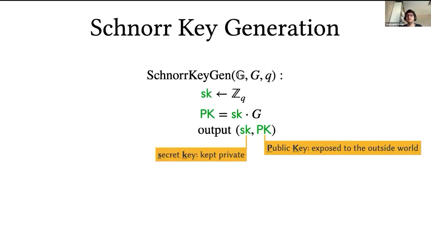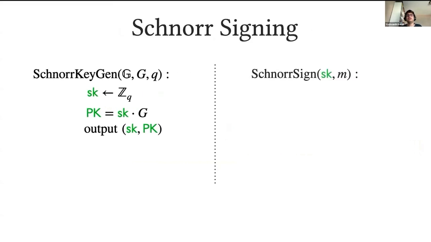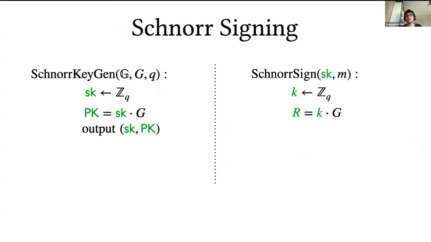As a quick reminder, Schnorr key generation happens as follows. We begin by sampling the secret key SK from the integers mod q, and exposing this key in the exponent. Specifically, the group generator G is multiplied by the signing key to produce a public key PK. And we're assuming that we're working over some elliptic curve of known order. And so that's key generation, and for signing, the first couple of steps are the same.